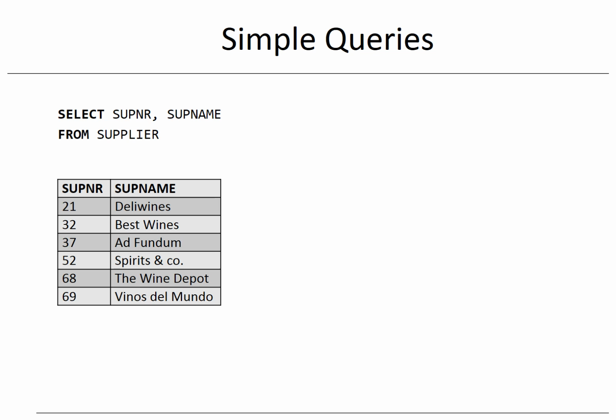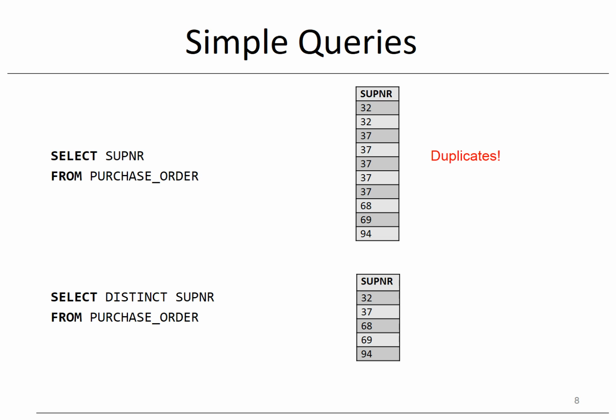It is also possible to select only a few columns, as you can see illustrated. This query selects the supplier number and supplier name from the supplier table. Here you can see two more queries. The first query selects the supplier number from the purchase order table. Since a supplier can have multiple purchase orders outstanding, the same supplier number can appear multiple times in the result, as you can see illustrated.